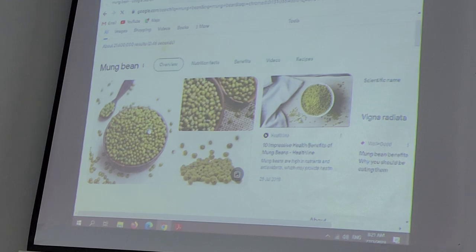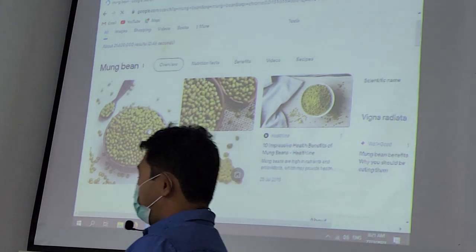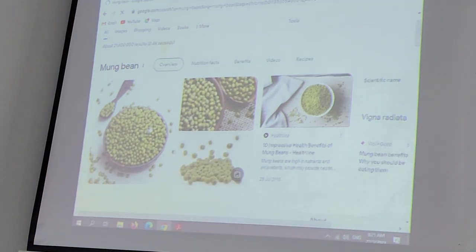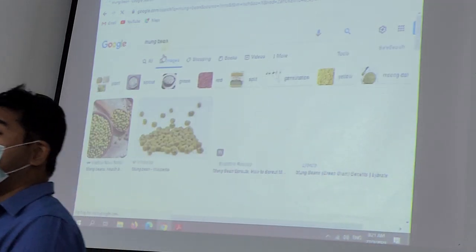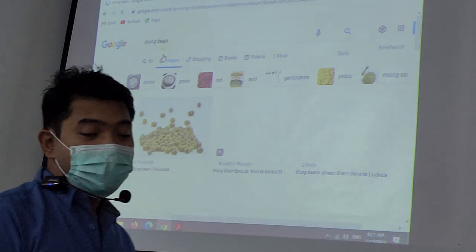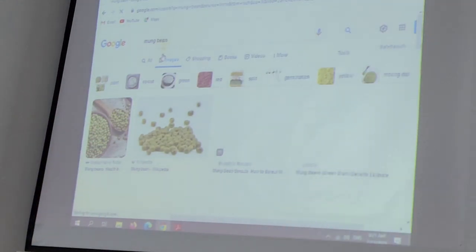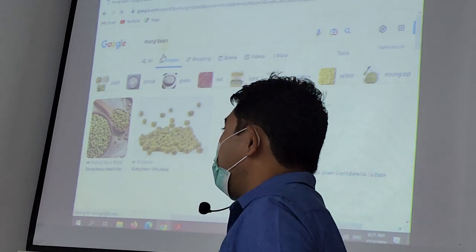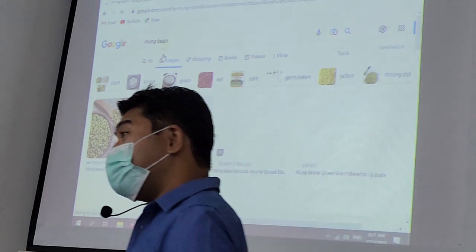Bubur kacang hijau. Tak pernah makan? Mung bean lah. Vigna radiata. You know what I know, most people do not know. Because when Umarani thought about this, nobody in the class know what mung bean is but me. Okay. Now you know what mung bean is?